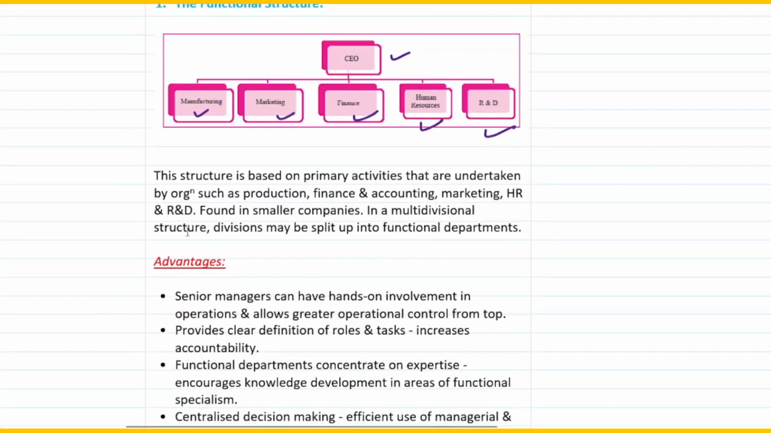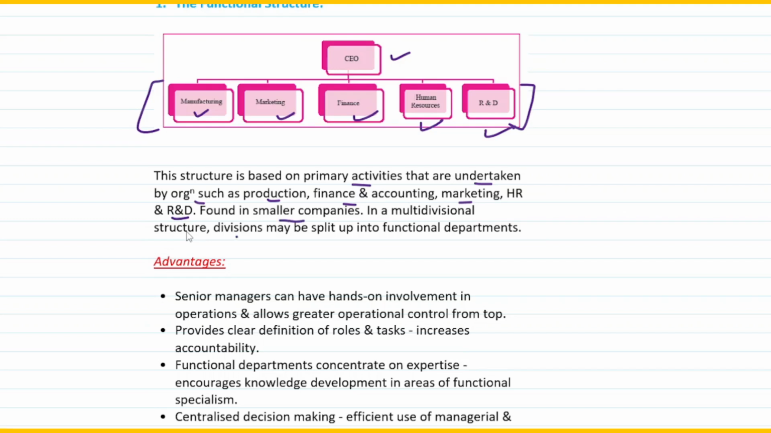Functional structure is based on the primary activities that are undertaken by the organization. What all can they be? Like production, finance and accounting, marketing, HR, R&D, etc. As we have already discussed, such a setup is basically found in very small companies.